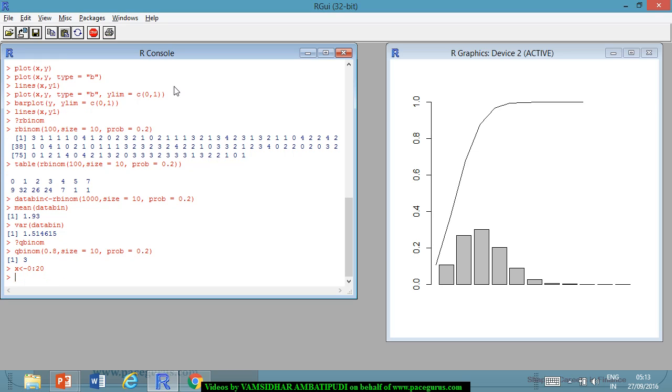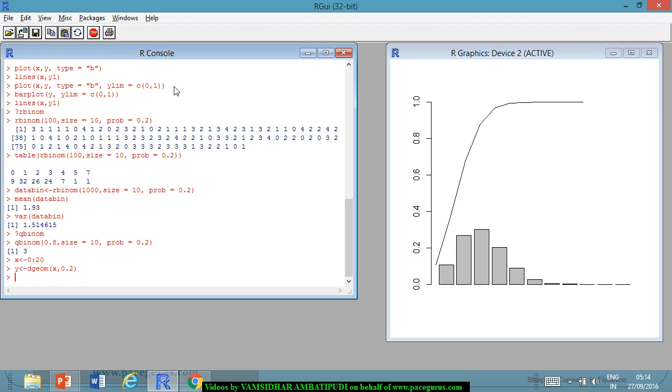Right, I am taking the values of x from 0 to 20. Y, I am calling it dgeometric, where I am taking x, and here I just need to give the probability of success. The probability of success, let's say if I give it as 0.2.